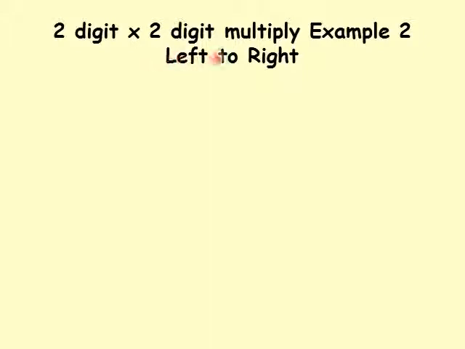Now we will consider an example where we multiply 2-digit by 2-digit, and this time we would do it from left to right. Let's look at an example here. The example is 58 times 47. Let's continue.